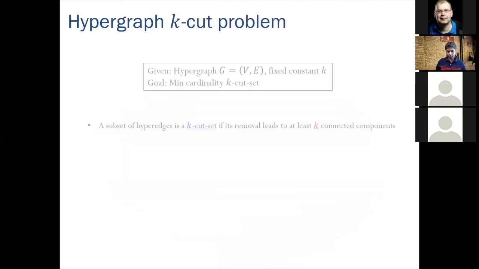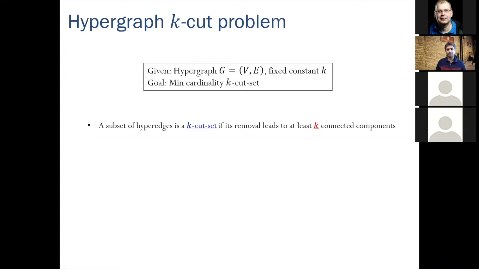In the hypergraph k-cut problem, we are given a hypergraph and a fixed constant k. Think of k as 2, 3, 4, 5, 10, 100, and so on. It is a fixed constant that is independent of the size of the hypergraph, that is, independent of the number of vertices in the hypergraph. And we would like to find a minimum cardinality subset of hyperedges whose removal leads to at least k connected components.